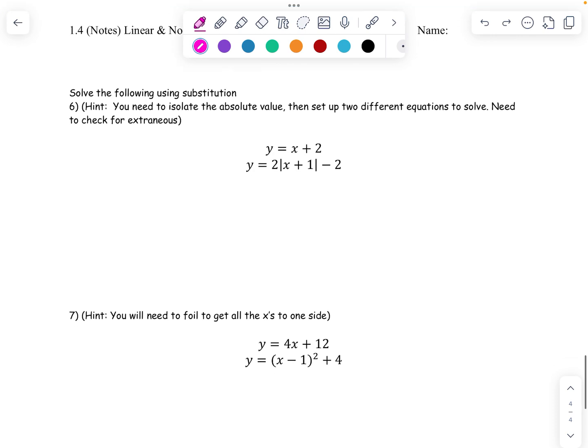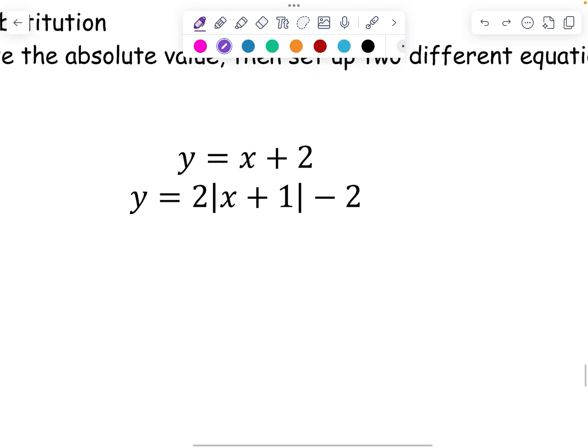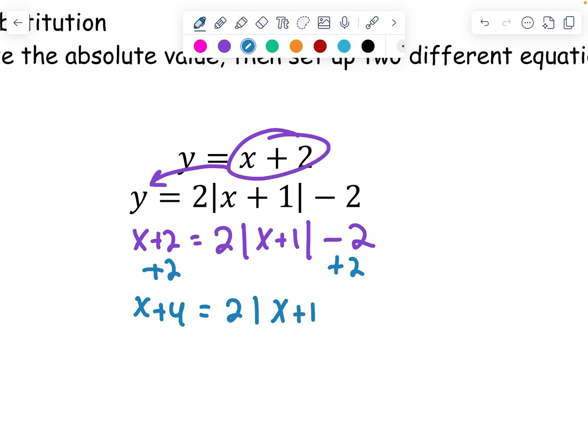Scrolling down to the last little part of this, just a bunch of solving algebraically here. If you take a look at this problem right here, we got y equals x plus 2 and y equals 2 absolute value of x plus 1, minus 2. Again, we can just set these equal to each other. All of these linear-nonlinear systems are going to use substitution for solving. So we got x plus 2 is equal to 2 absolute value of x plus 1, minus 2. In this case, to solve an absolute value, you actually have to isolate it. So we're going to move the 2 over to this other side and say x plus 4 is equal to 2 absolute value of x plus 1.